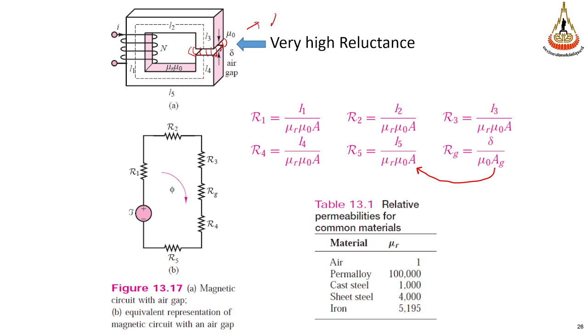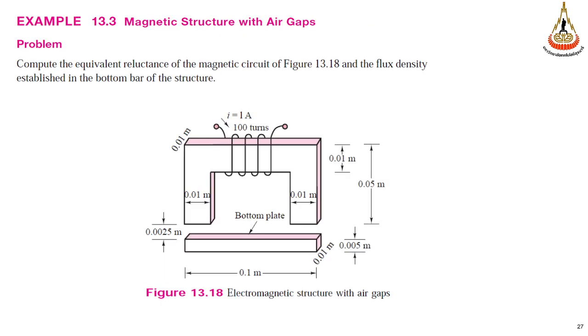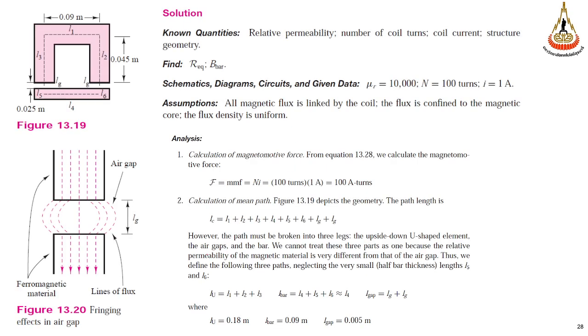So Ag is a little bit higher than A, but we can solve it by taking Ag approximately equal to A in our calculation. So how to calculate this magnetic circuit, right? In this case, we have the fringing effect. We call this the fringing effect at the air gap. But we can approximate that the flux just moves in a straight line.